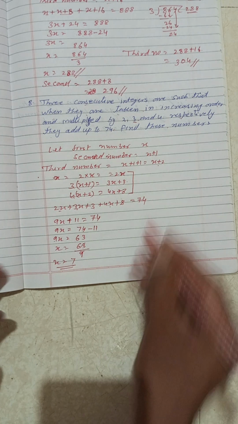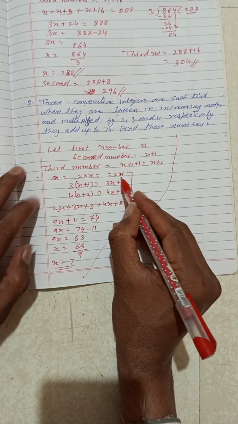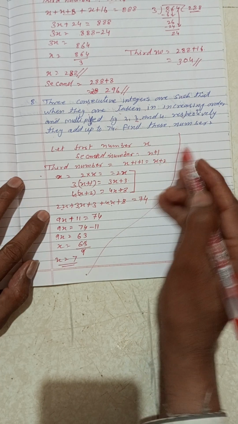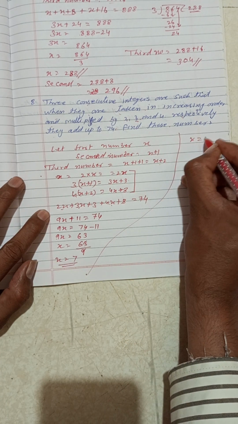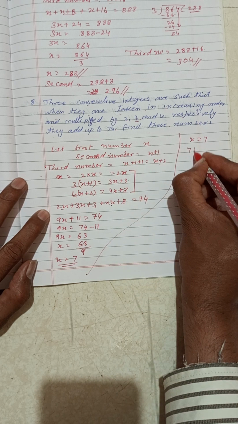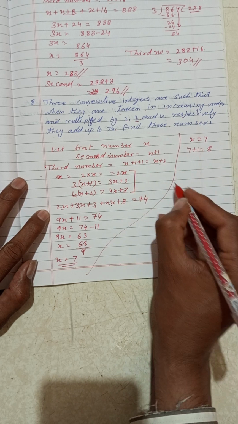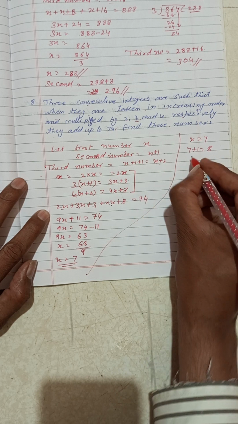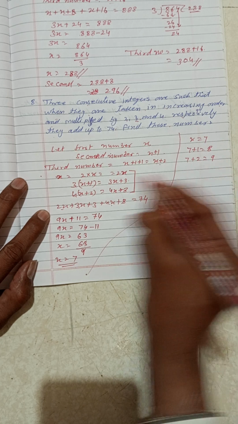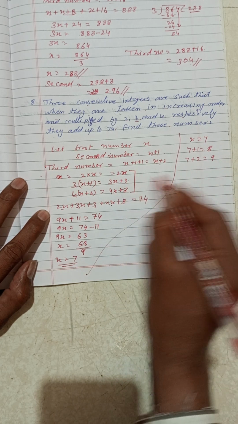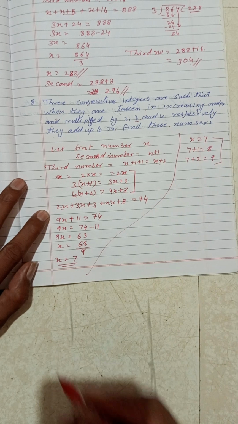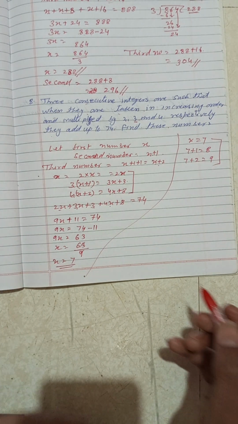So what is the first number? The first number is x, so the first number means 7. X is equal to 7 we got. Second number, what is the second number? X plus 1, which means 7 plus 1 is equal to 8. Third number: x plus 2, which means 7 plus 2 is equal to 9. If we multiply these numbers and add them, then the answer will come 74. So the three numbers are 7, 8, 9.